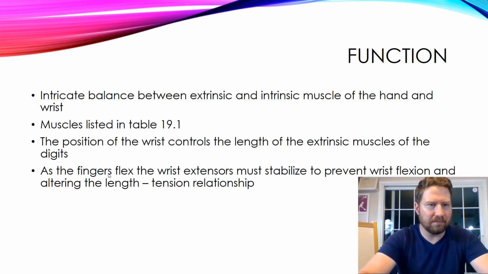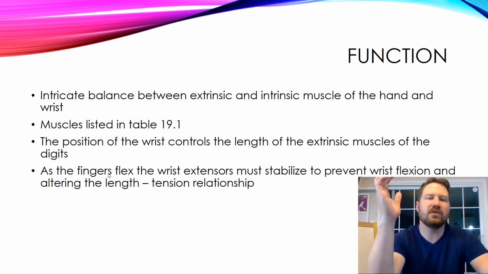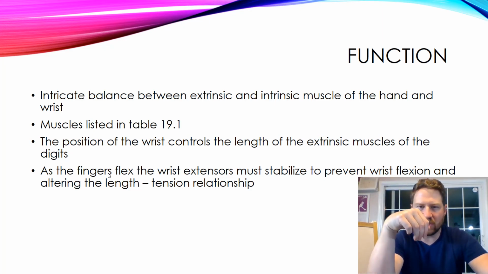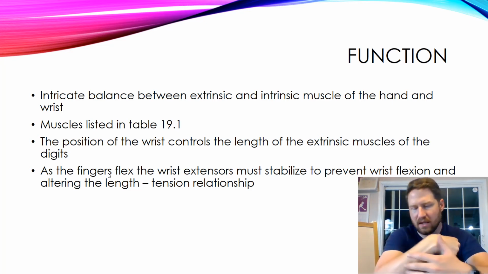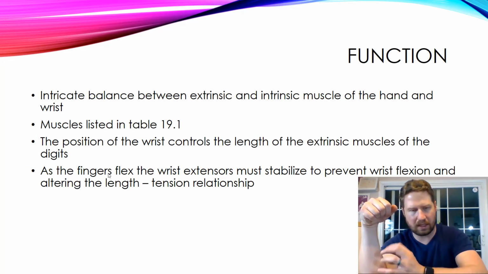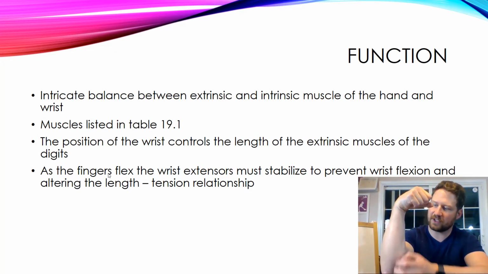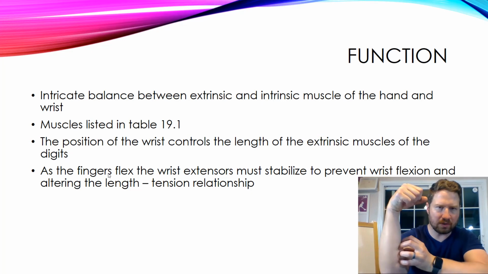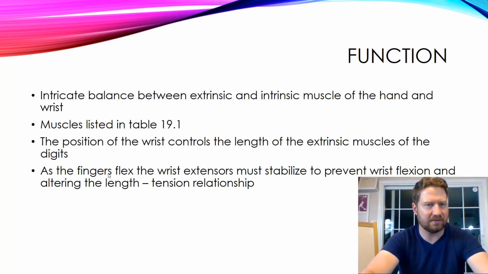Okay. The position of the wrist controls the length of the extrinsic muscles of the digits. We talked about that in the lab in 120, right? So if we go into full flexion, those wrist extensor muscles, our extensor digitorum, are going to be lengthened. Therefore, they're going to be passively insufficient. Whereas if we go into full wrist extension, our flexor muscles are going to be shortened maximally, and they're going to be actively insufficient. So they're going to be weak in that position.